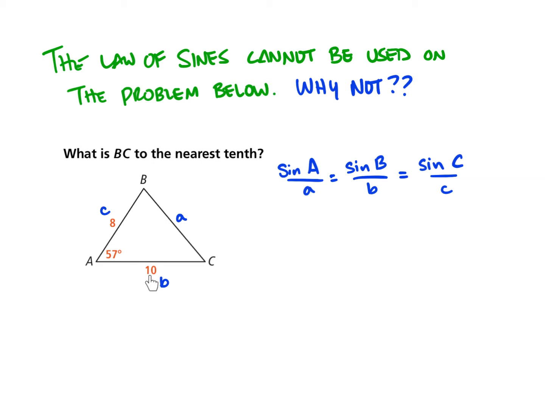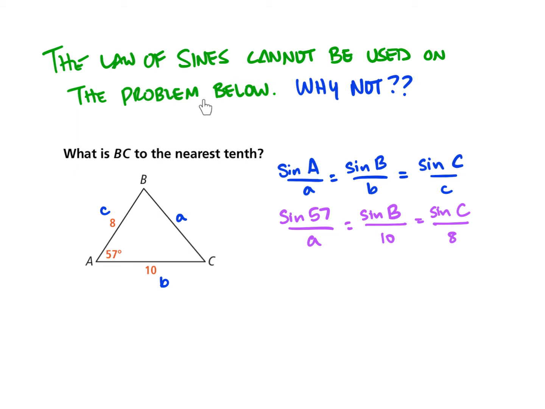Now, if we filled in these three amounts into our relationship that the law of sines tells us will be true, we'll see what we have. So I'm going to put sine 57 over A equals sine of B, since I don't know the measure of angle B, over 10, and that's going to equal the sine of angle C, since I don't know the measure of angle C, over 8.